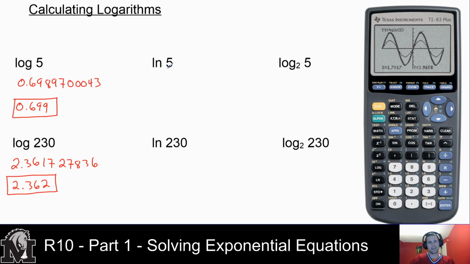Now let's take a look at the natural logs. So ln of 5, so again, this means log base e of 5. And it's just ln, which is this button right over here. So if I want to evaluate ln 5, I just press the ln, press 5, and then hit enter. When I do that, I get 1.609437912. Round that to 3 decimal places, so 1.609.